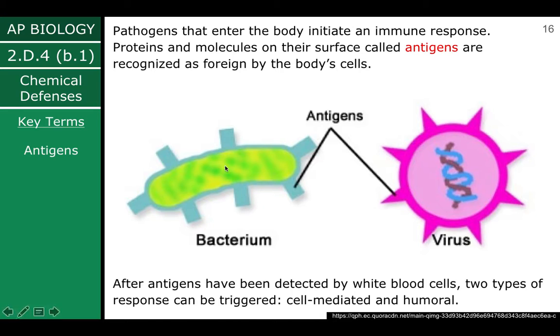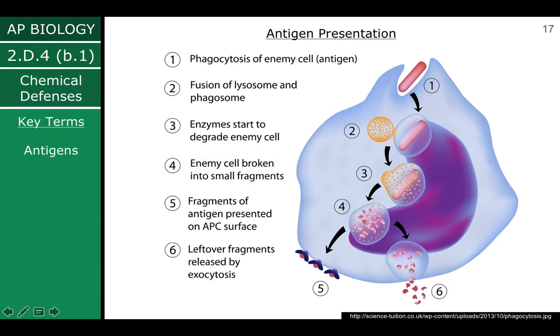After these antigens have been detected by the white blood cells, two types of responses can be triggered. We can have cell-mediated or we can have humoral. We'll look at those two types, but know that it's going to be a little different than our innate and adaptive. Once again, how we can tell if something is going on in our body is through these antigens. Here's an image of the antigen presentation. Phagocytosis of the enemy cell, which is our antigen, fusion of the lysosome and phagosome, enzymes start to degrade the enemy cell, broken into small fragments, and released through the surface.